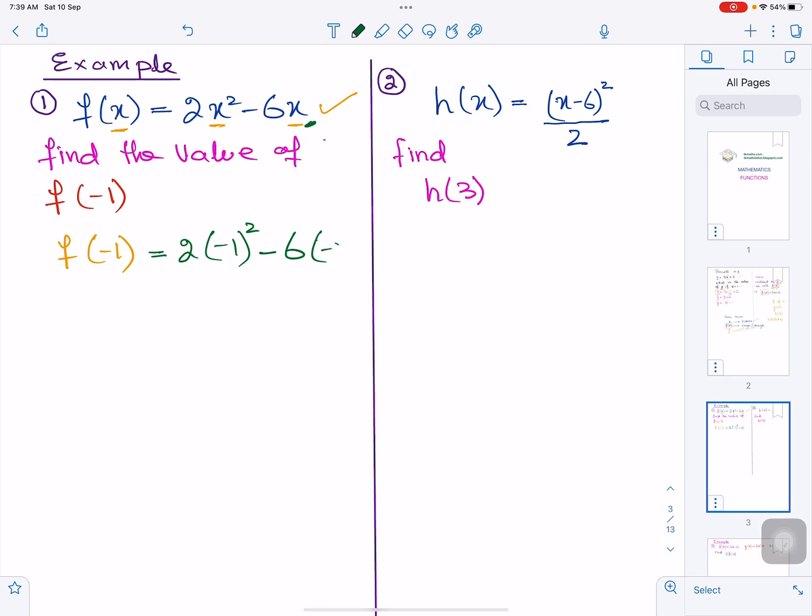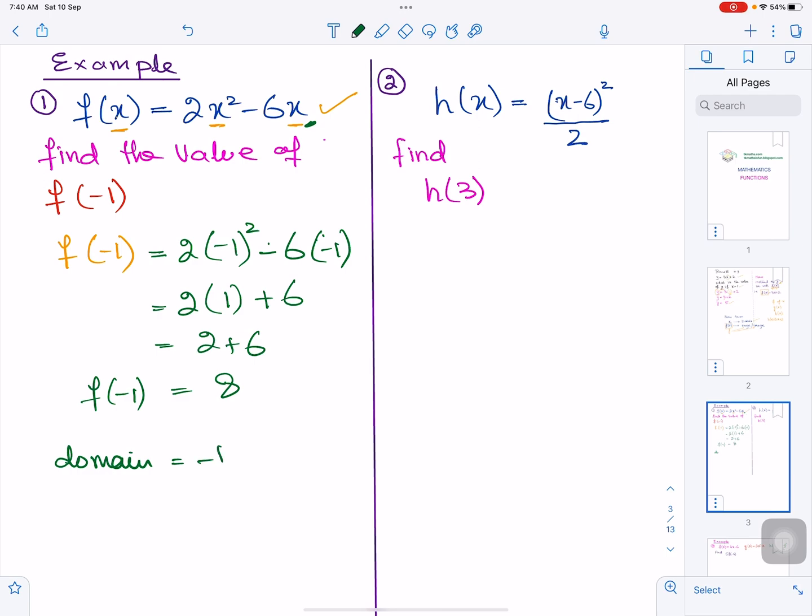So you have to replace it by minus 1 whole square, minus 6, and this x will be replaced by minus 1. So it will become 2, you know minus 1 whole square becomes plus 1, right? And minus times minus is plus, so it will be 6. So 2 plus 6 is 8. So your value of f of minus 1 is 8. Or in other terms, when the domain was minus 1, then you can say your image is 8. So these terms you need to understand.